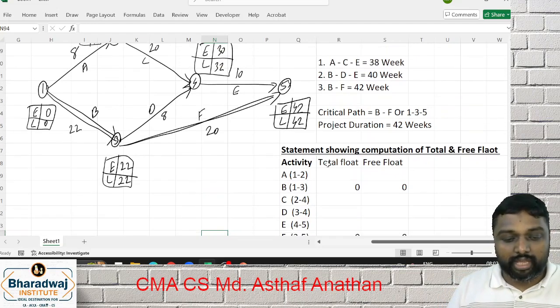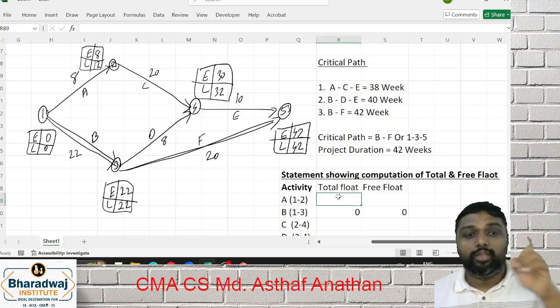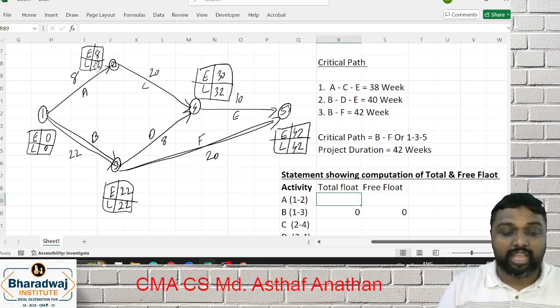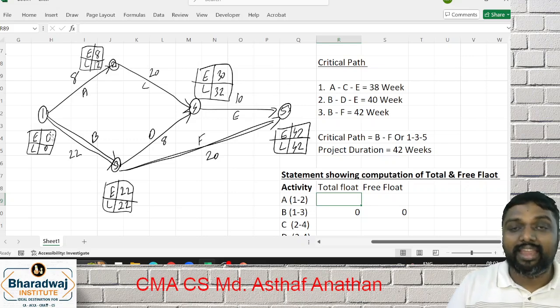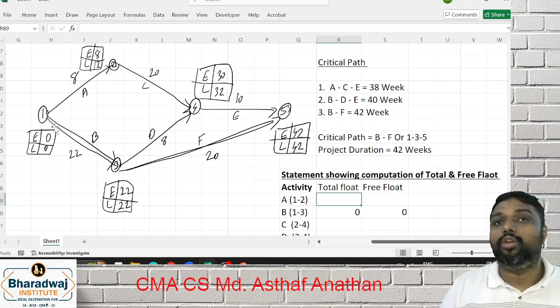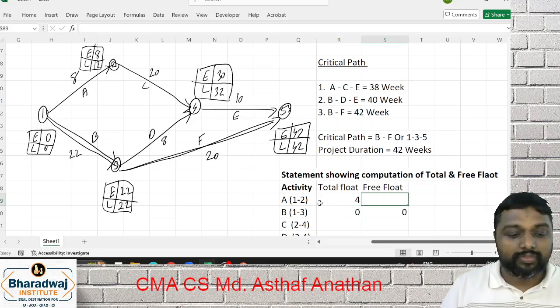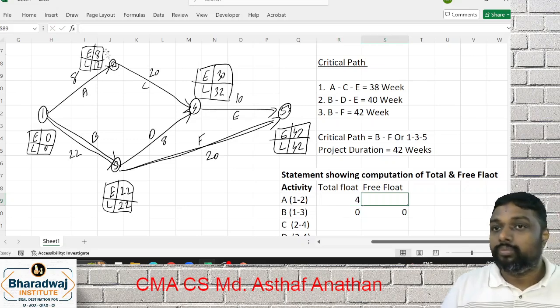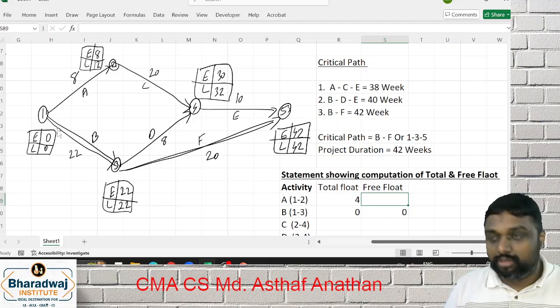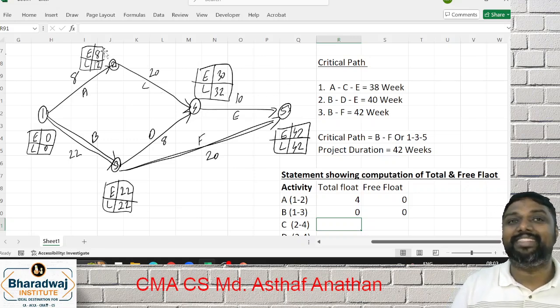Now you can go for each. 1 to 2. We know total float means the latest finish time of head node minus earliest start time of tail node minus duration. So 12 minus 0, 12. 12 minus 8, you will get 4. But for free float, 8 minus 0, 8, then 8 minus 8, 0. Next, 2 to 4. What is the 2 to 4? You have 32 minus 8. 32 minus 8, what will you get?